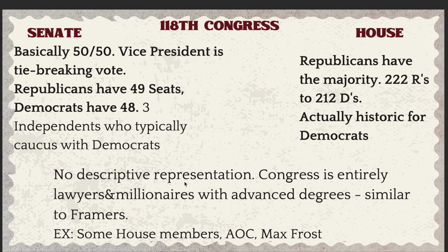Here's what our Congress currently looks like. It's basically 50-50 in the Senate. The vice president is the tie-breaking vote. Technically, Republicans have more, but there are some independents, like Bernie Sanders, who is a democratic socialist or whatever, who will vote with Democrats but just don't count towards the Democrats in the count.